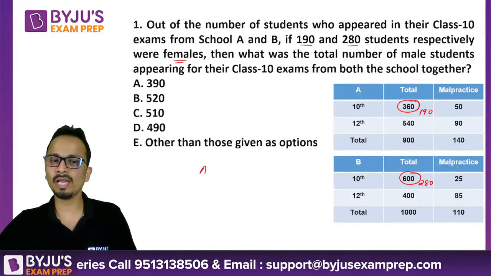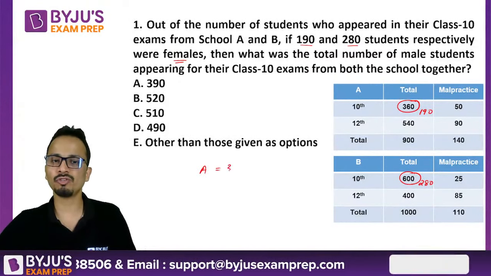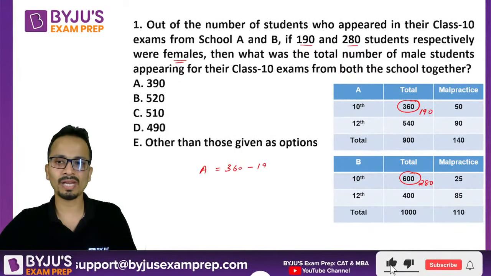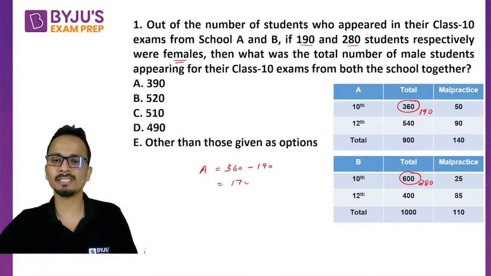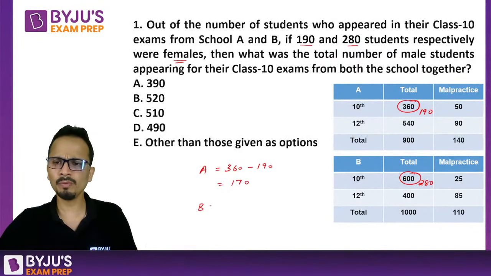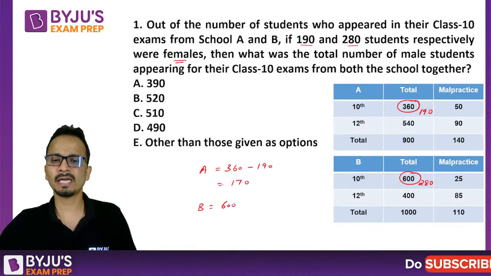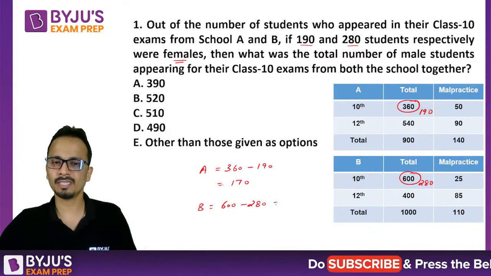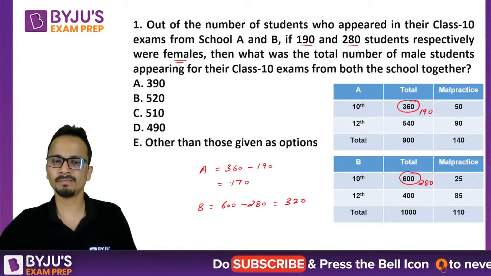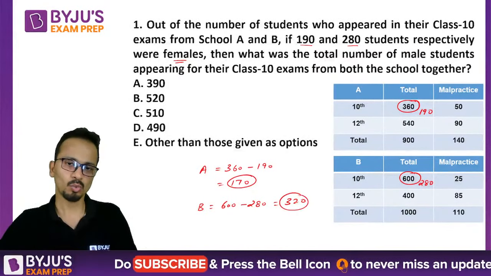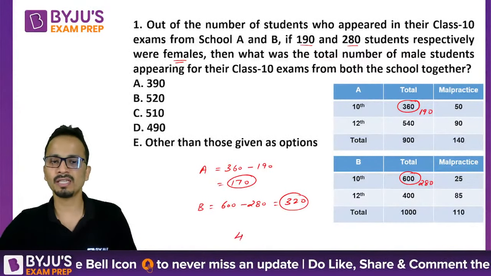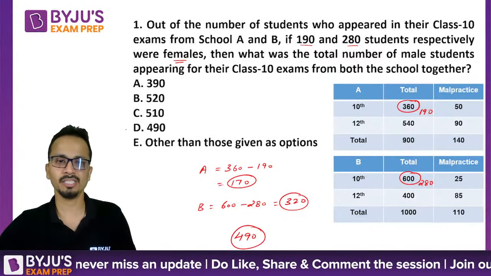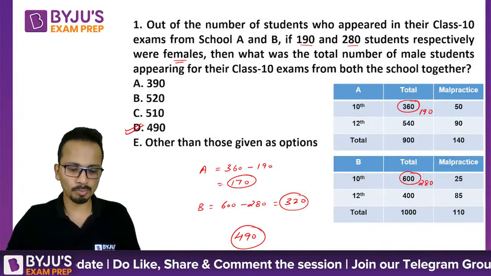So in school A, number of males will be 360 minus 190, and this number will come out to be 170. In school B, this number will be 600 minus 280, that is 320. Now add these two numbers, 170 and 320. The number will be 490. So the correct answer will be option D.